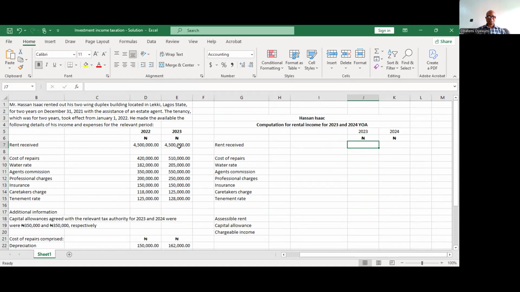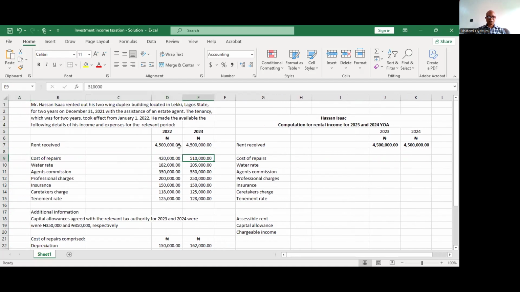Now, rent received, the information is also provided on the left side of the screen. Rent received this time around is 4.5 million, and that's also coming here to 4.5 million naira. So that's what we have. So for 2023, we have the assessment, and then the 2024 year of assessment. Cost of repairs. So we have cost of repairs here, cost of repairs here.